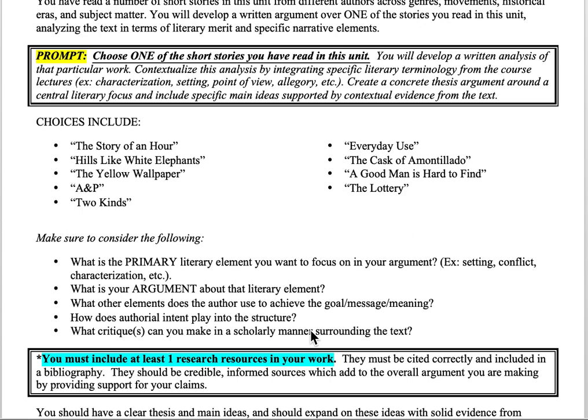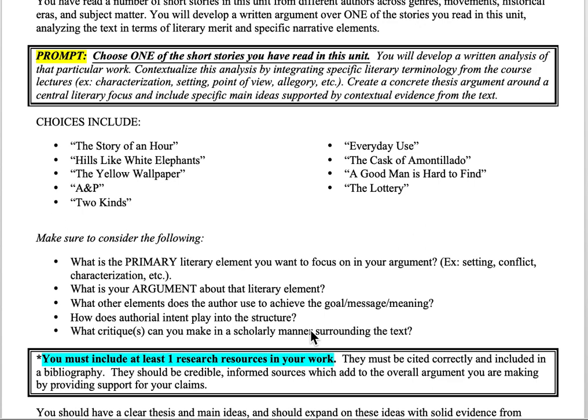So for example, in the Cask of Amontillado, I might focus primarily on setting. In the Yellow Wallpaper, I might focus on conflict. Story of an Hour, I might focus on characterization. There is a lot that you can talk about in each of these stories in any of these elements. So you really can't go wrong, but I would definitely choose something that is very prominent.